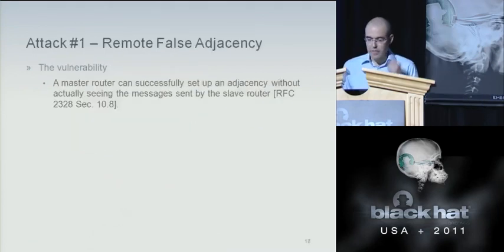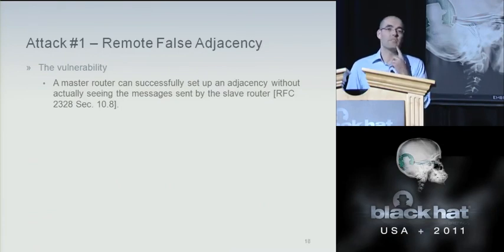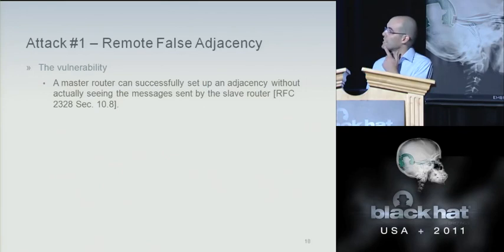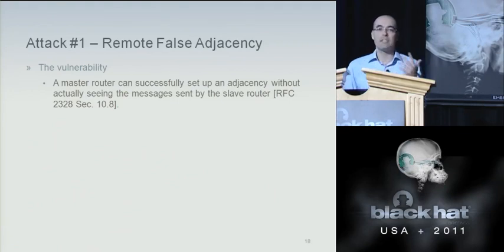So let's begin with the remote false adjacency attack. This attack is based on the following observation. A master router can successfully set up an adjacency with its peer without actually seeing the messages sent by the peer, the slave router. This is derived from this section in the RFC. And let's see how an attacker can exploit this vulnerability.